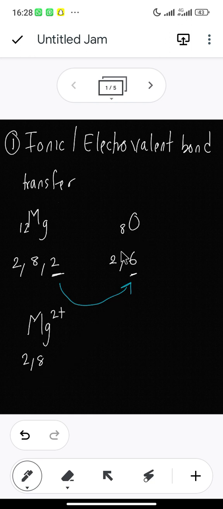Same thing goes for oxygen. When oxygen gains 2 electrons, it becomes negatively charged. So you also have to indicate the number of electrons it gained. So this is going to be 2, 6. You see that the bond between the both of them has given them complete octet structures. Understand? So we're going to have this. That's an example of the ionic or electrovalent bond.